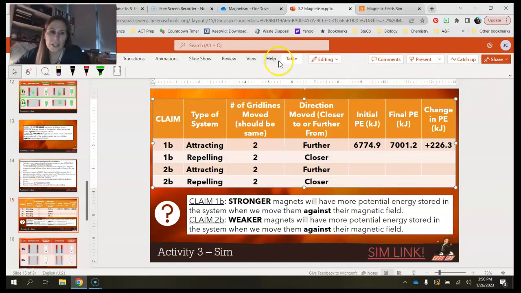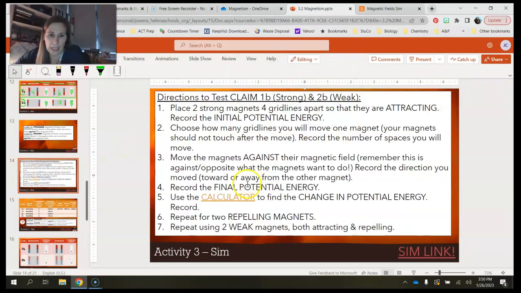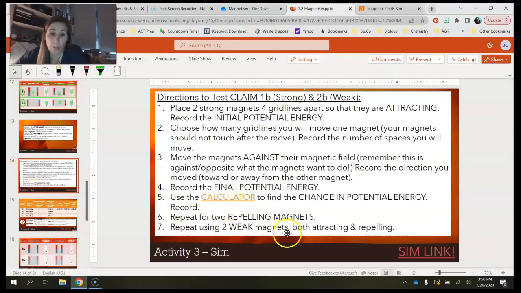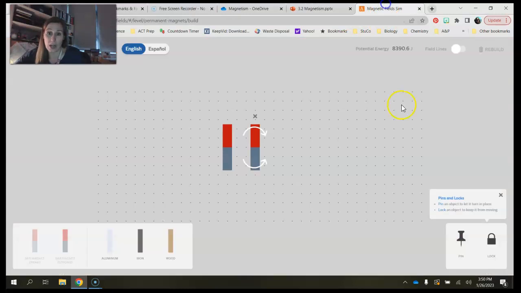Okay. Then you're going to go ahead and use the calculator to find the change, which we already did. You're going to repeat for 2 repelling strong magnets. So now we're going to do our repelling. Okay, and we have 2 strong magnets. We're going to collect our initial. We're going to move them 2 closer together. And then we're going to switch it up and repeat for 2 weak magnets, attracting and repelling.